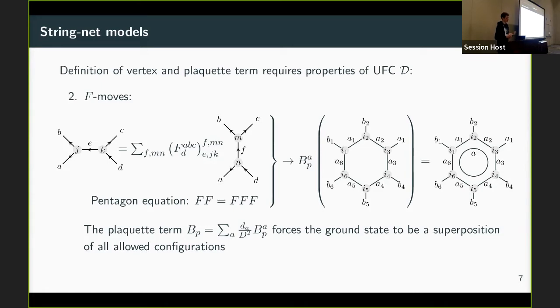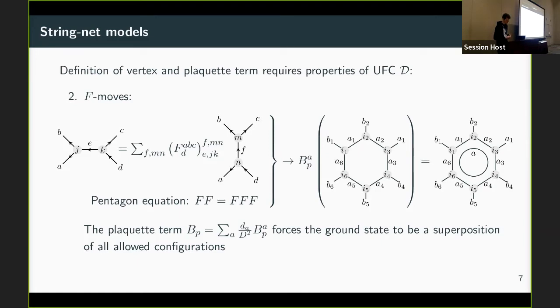And it has to satisfy an equation known as the pentagon equation. The pentagon equation schematically looks like this. If you actually work it out, there's a lot more indices. There's some sums in there. I'm not writing this out, just schematically presenting it like this. And this just arises as a compatibility condition for this F symbol.